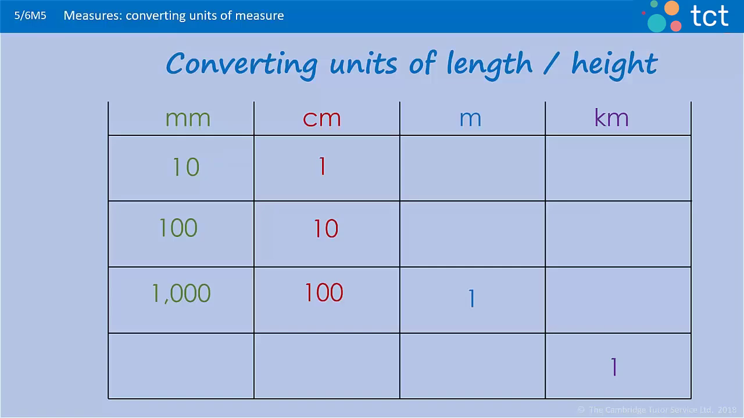Now looking at kilometres. We need 1,000 metres to make a kilometre. If you know that there are 100 centimetres in a metre, then you can work out that for every metre you need 100 times more to make the centimetres. So 1,000 times by 100 is 100,000.